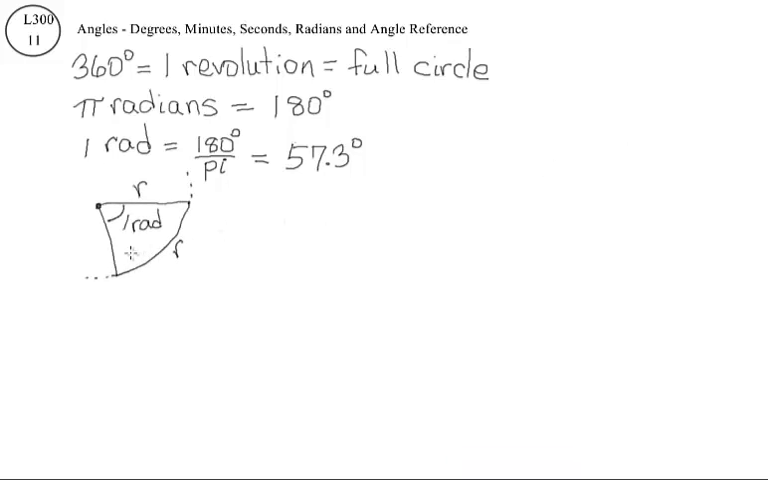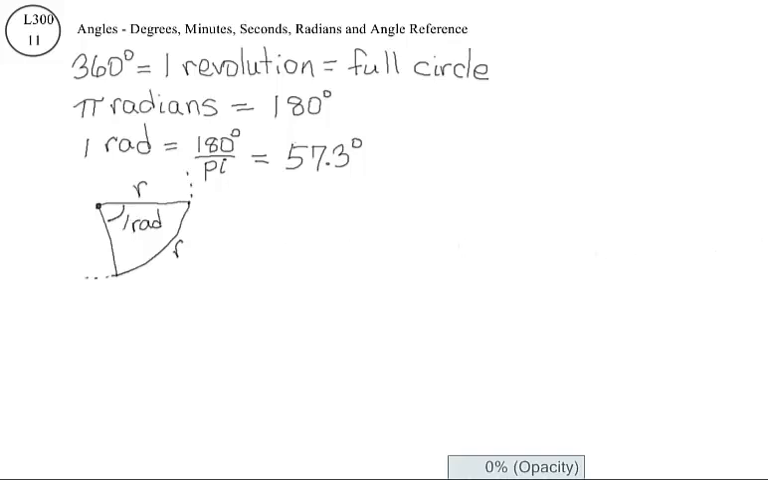The definition of a radian can be demonstrated by a circle of radius r compared to an arc length r. In other words, this distance along the circumference of the circle is the same length as the radius. Then the angle is defined as 1 radian. That's how 1 radian can be defined.